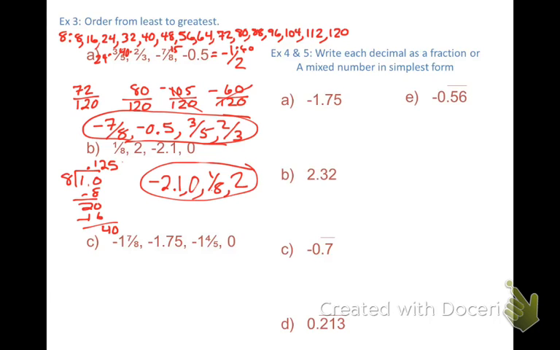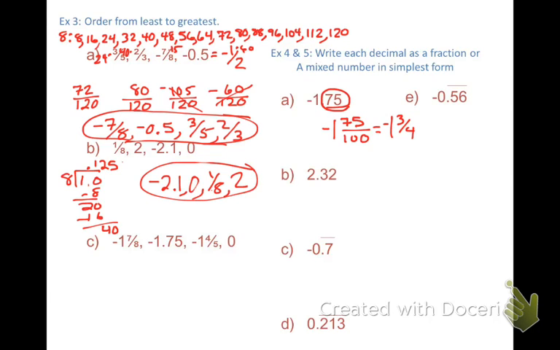I look at the -1. I leave it. Now I'm going to look at this decimal. Because you have 2 decimal places, it would be 75 over 100, and then reduce it. So -1 3/4.